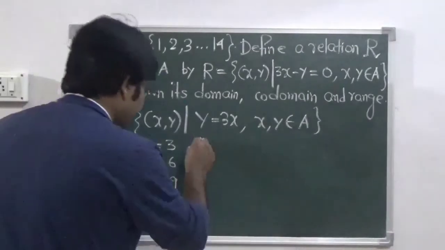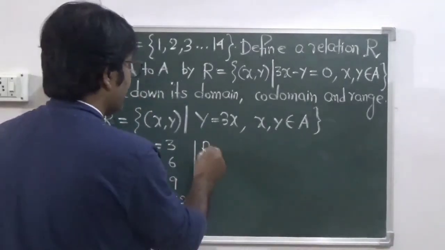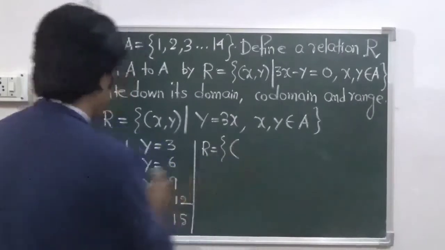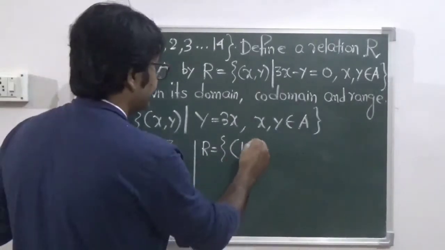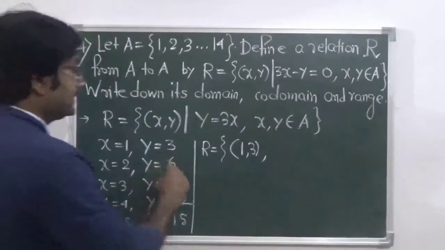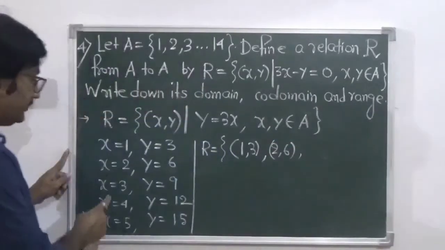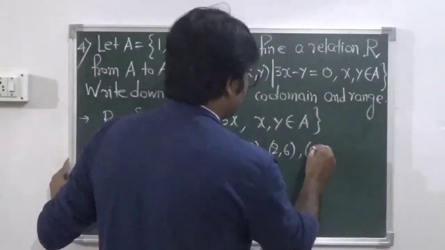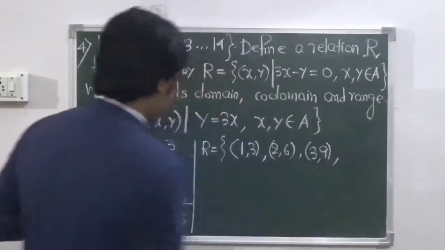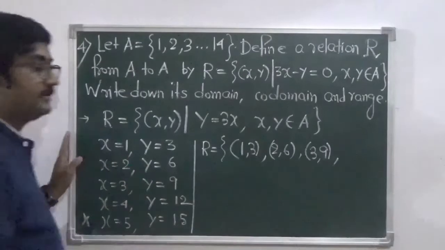So our relation stands as R equals (1, 3), (2, 6), then we have (3, 9) and (4, 12).